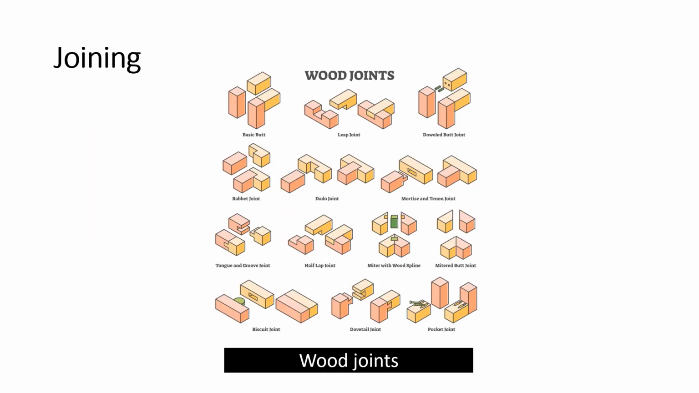There are a wide range of wood joints. There are simple joints like the butt joint. They are simple to produce and are relatively weak. The dovetail joint is difficult to produce but gives good strength.